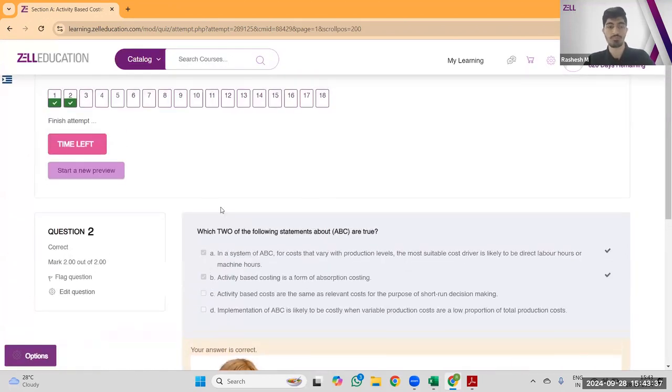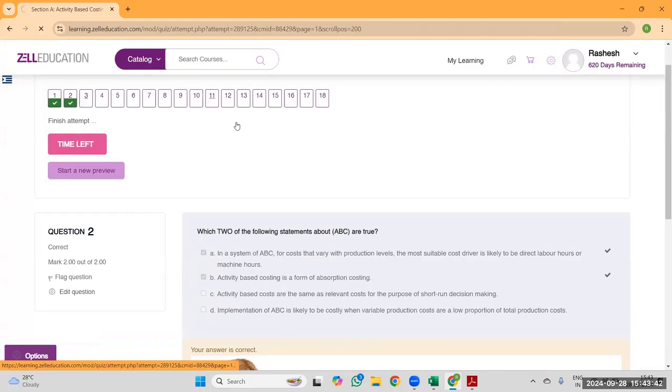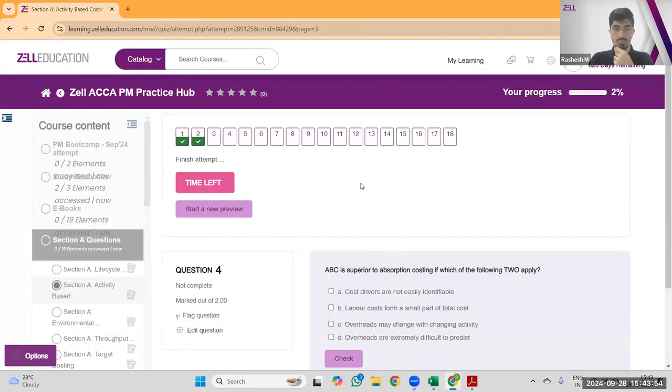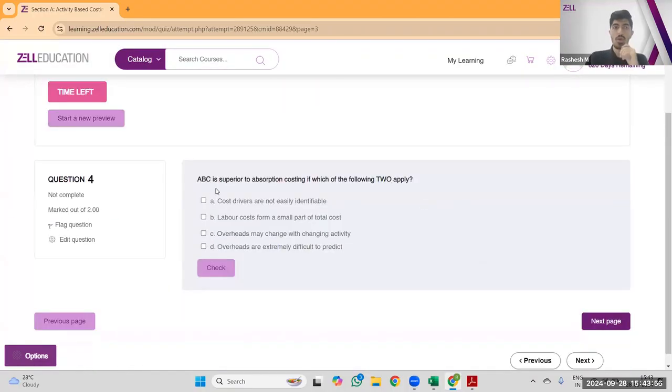Any confusion? Okay, let's do a few more. ABC is superior to absorption costing when these two apply. Cost drivers are not easily identified. Will ABC be superior in this case? No, absorption costing, because you'll end up using labor hours only, so it will not help.